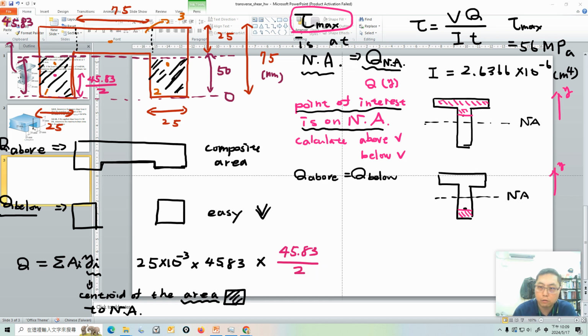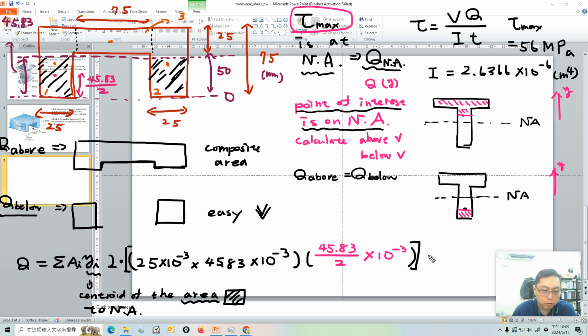Oh, sorry, I forgot the prefix. That's also very important. So times 10 to the power minus 3. This is our A, and that's our Y: 45.83 divided by 2 times 10 to the power minus 3. This shaded area is area 1, and it's identical to area 2, so we just double.